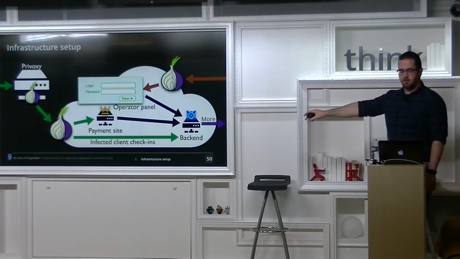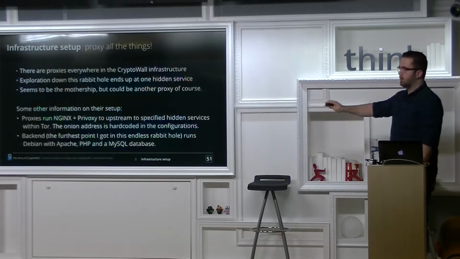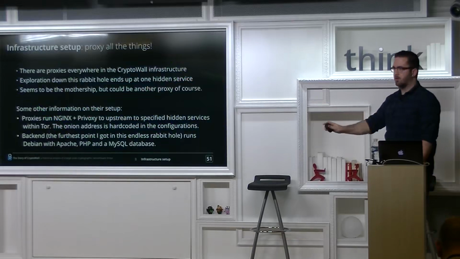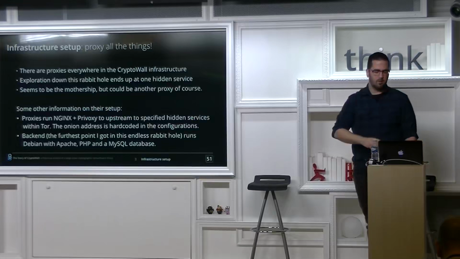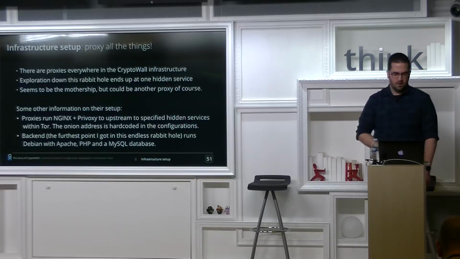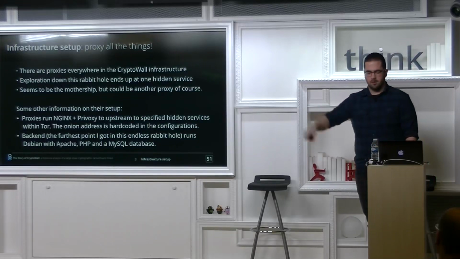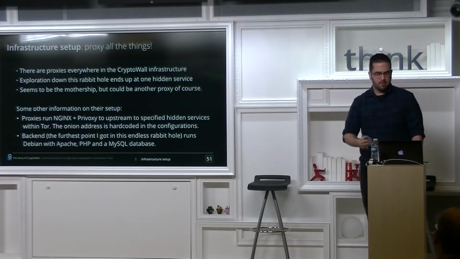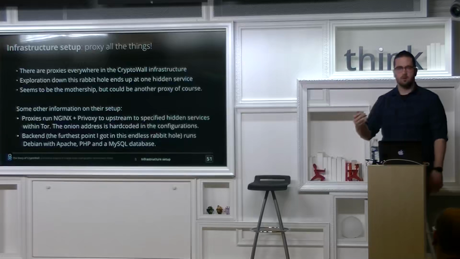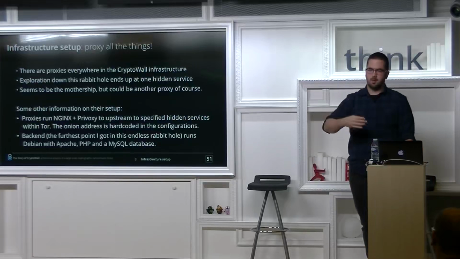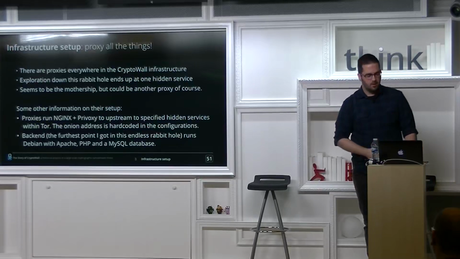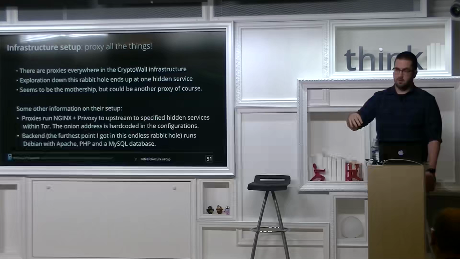These guys love proxies. Seriously, everything in their whole infrastructure is proxies. They proxy all the things. Put layers on layers, so it's really hard to find out where they are and what you can do about it. So you need to explore this, find every next hop to actually get to the back end. Some information: the outside proxies are nginx with privacy to upstream to specific hidden services, so either the affiliate page or the payment wall. And the backend, as far as I got, is actually a Debian machine running PHP Apache with MySQL.